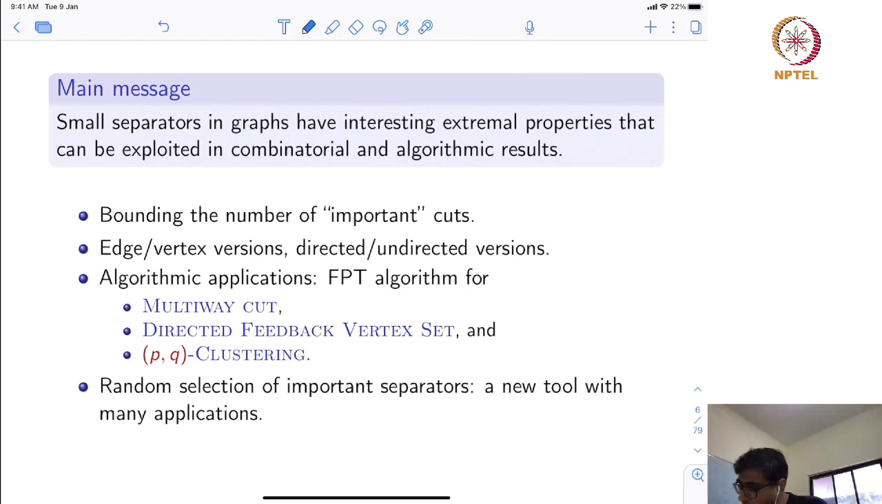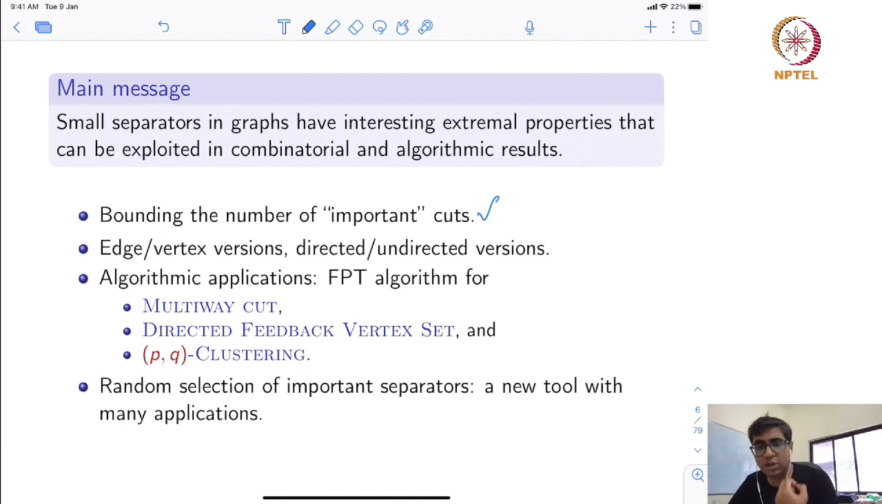So what are we going to tell you? We are going to bound the number of important cuts. We also need to define what an important cut is and how we can bound this, and then show its application in designing FPT algorithms for the problems called multiway cut and directed feedback vertex set. It can also be applied to something called PQ clustering, but we will not be teaching that in this course. However, you can find that in the textbook. This is based on a new technique which led to several new algorithmic developments on cut problems, called random selection of important separators. But again, we will not talk about it.